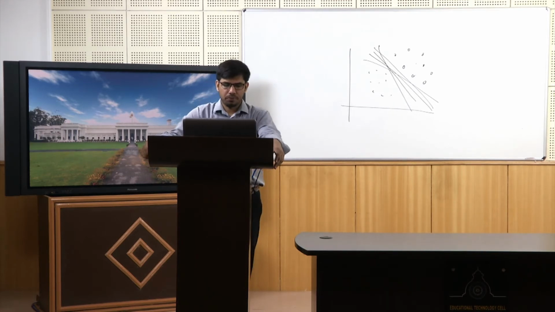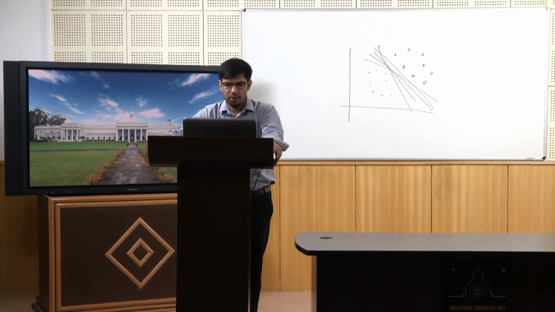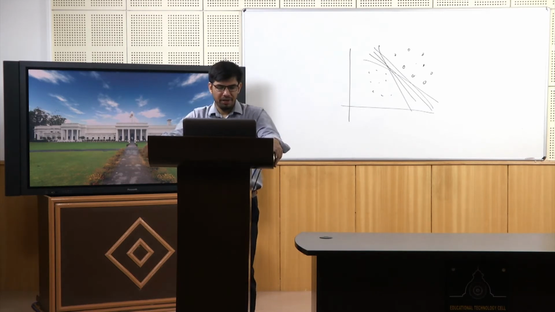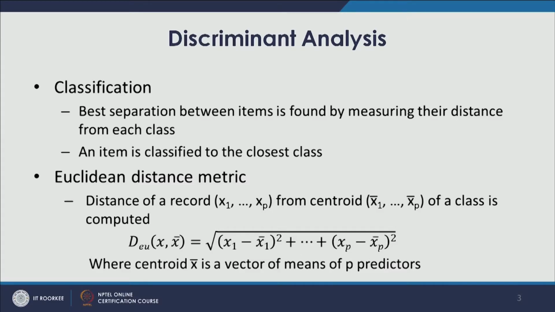So the next important point is what distance metrics could be used. One option is to use a Euclidean distance metric for discriminant analysis. We are already familiar with this. This is the formula for a Euclidean distance metric. Distance of a record, let's say x1 to xp. So we have p predictors, so we'll have these p values in this formula.